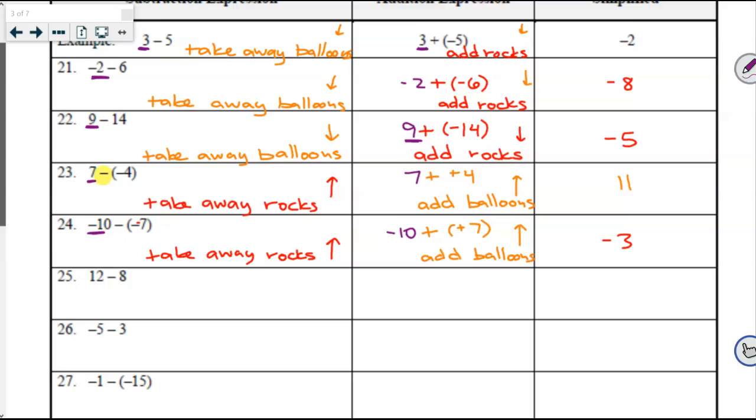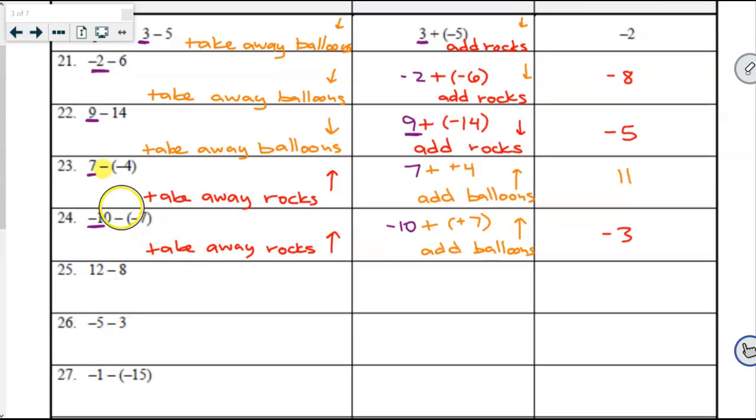Let's review number 24. What am I doing in this problem? I'm starting at -10. No matter what, I'm still going to be starting at -10. This is a take away problem. What is it I'm taking away? After the subtraction sign is a -7. So I'm taking away rocks. That means the basket is going to go up. Taking away rocks makes the basket go up because it weighs less.